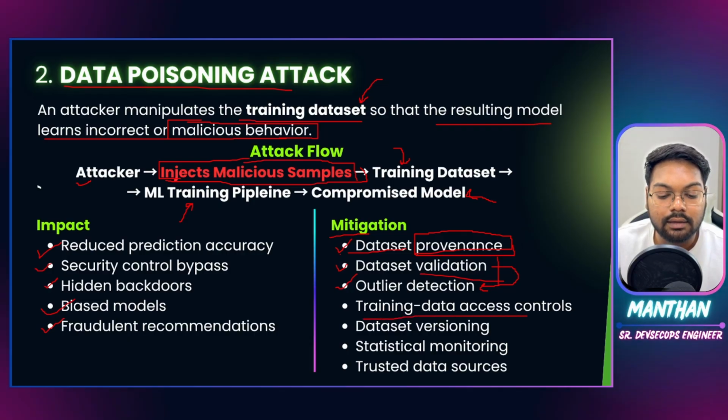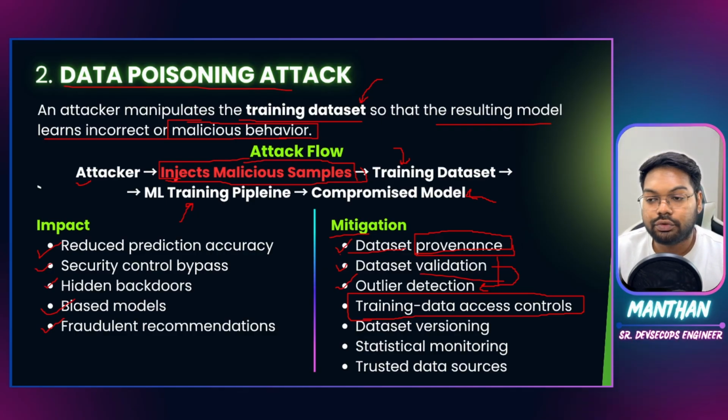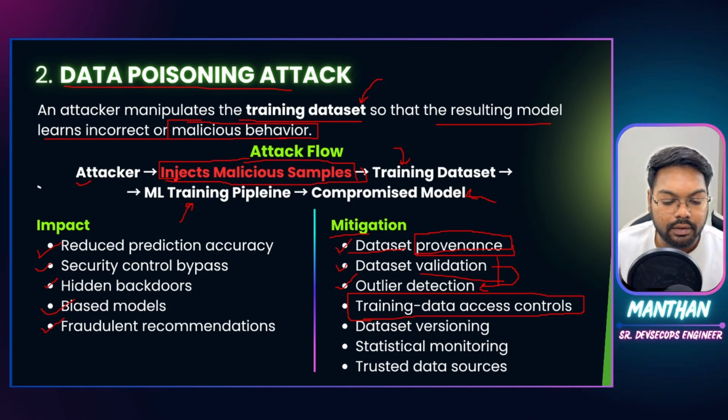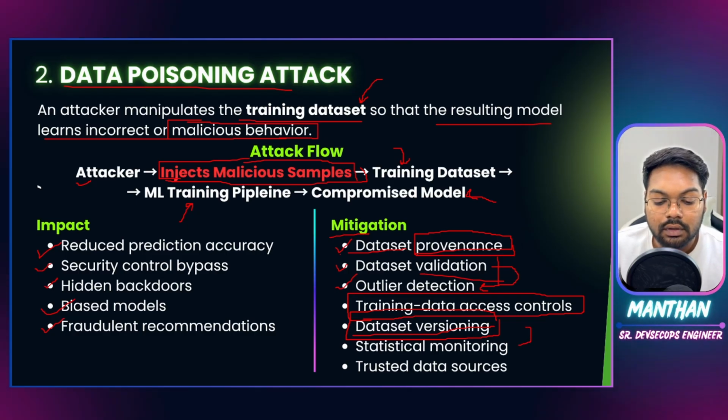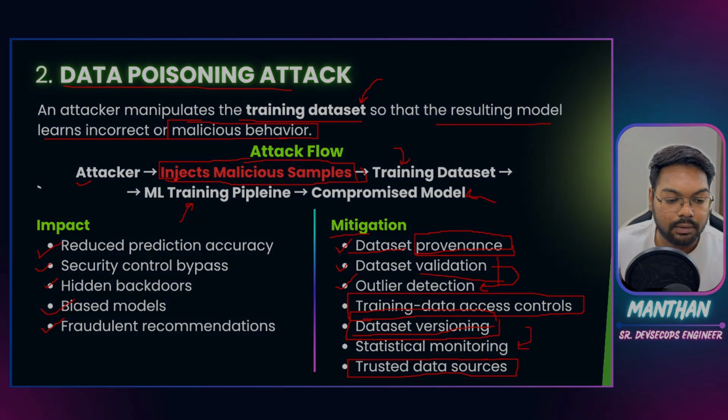Then training data access control: you need to implement a DAM solution, which is kind of a database access management thing. Okay, so that's one. Then dataset versioning: you need to preserve the versions of data that is getting trained, and then you can roll back sometimes. Then statistical monitoring should be done, and you should make sure that you always use trusted data sources to train your models. That is one thing.